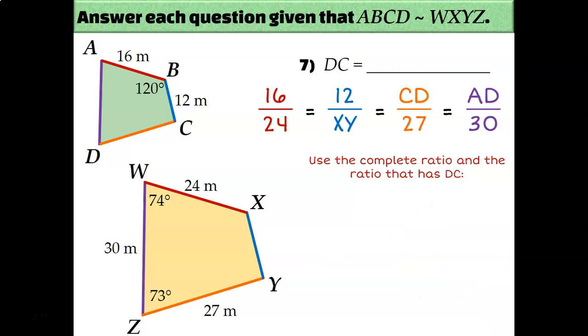So we're going to do something similar to find the length of DC. And you might look through here and say, well, there is no DC. What am I supposed to do? But remember that segments have two names, so DC and CD are the same thing. So I'm going to use this orange ratio and set it equal again to my complete red ratio.